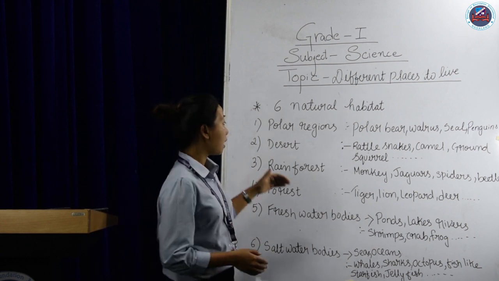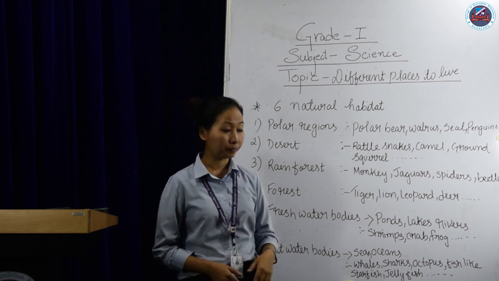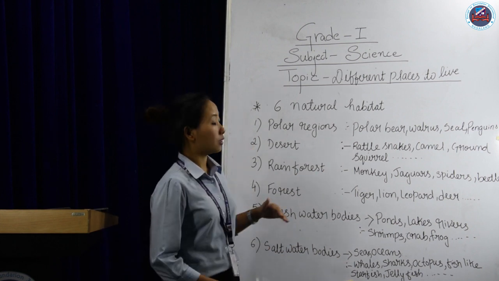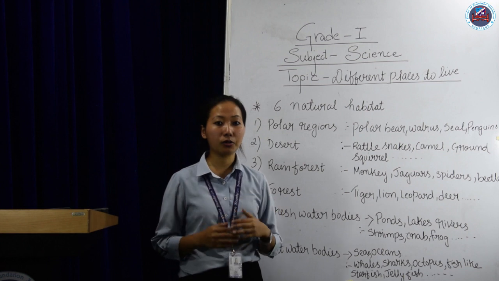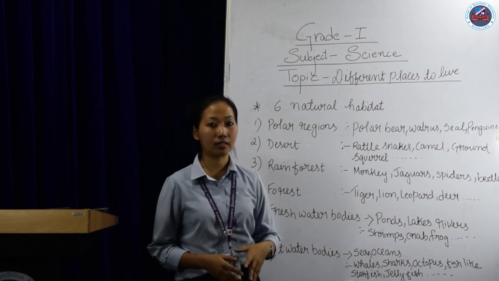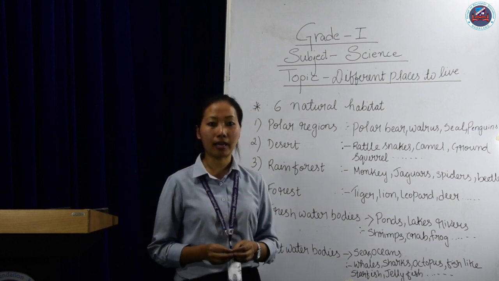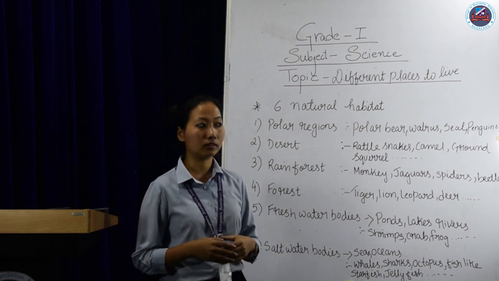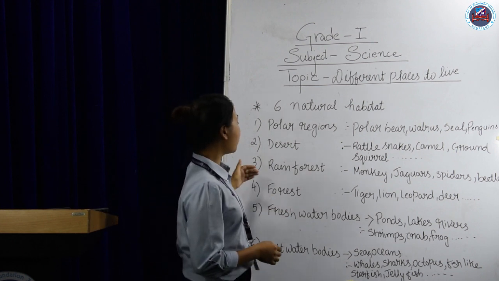The next one is desert. Desert is a place which receives very little rainfall, and this region is covered with sand. Some animals found in desert are rattlesnake, camel, brown squirrel. These animals hunt their food only at night. They used to stay underground during the day and used to hunt at night. Now you might be wondering, how do they get water since there is little water in the desert? They get water from the food they eat, from the succulent plants and the seeds, and from the food they hunt.